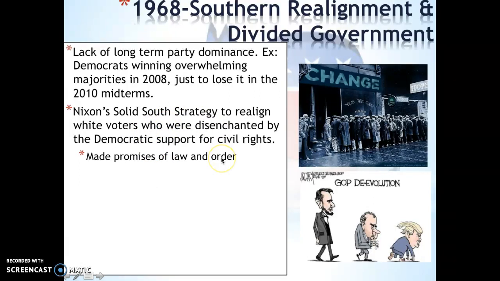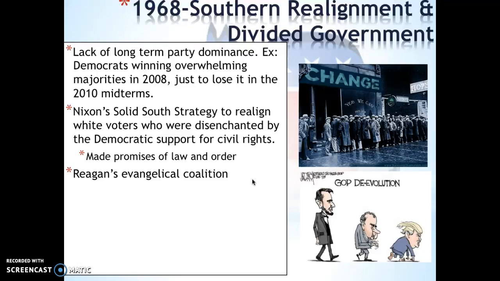All right, now part of that is Nixon. Nixon had a strategy called the Solid Southern Strategy. What he did is he realigned those white voters in the South who once had been supporters of the Democrats. These people were disenchanted by the Democratic support for civil rights. So he came in with campaign promises of law and order, which we can point to as dog whistles for, I'm going to support segregationist policies.